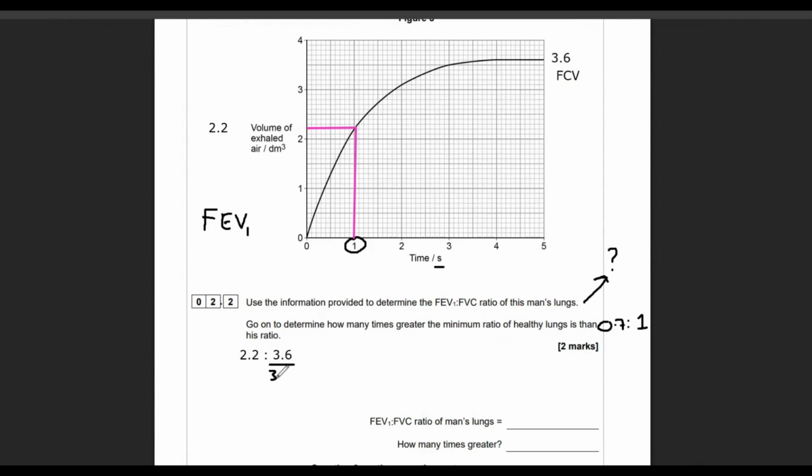So we're going to divide both by 3.6. 3.6 by 3.6 gives us 1. So we now know that the FVC is 1, and we have to do 2.2 by 3.6. And so we're going to end up with a ratio of 0.61 to 1. So it's a smaller ratio.